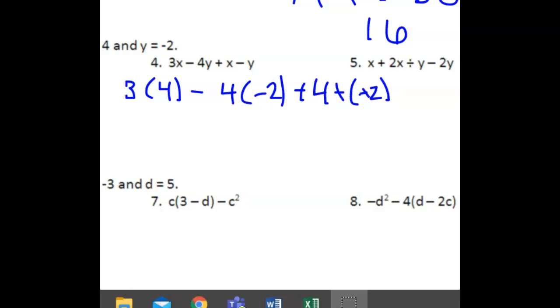So 3 times 4 is 12 minus 4 times negative 2, which is negative 8. So again, you get a minus or a positive 8 plus 4 plus 2. 12 plus 8 is 20, plus 4 plus 2 gives 26.